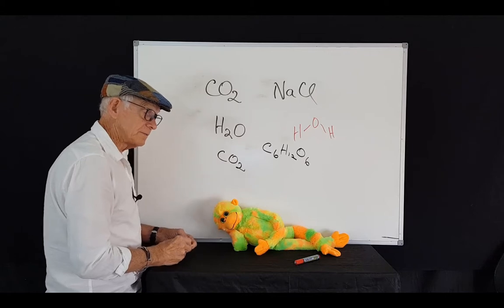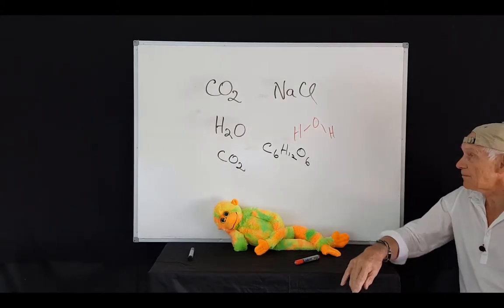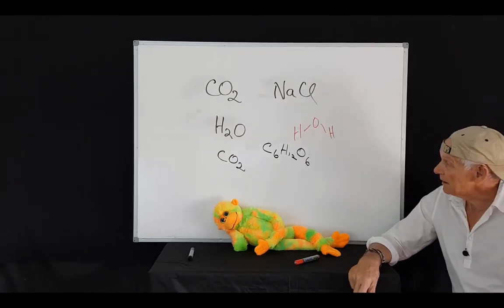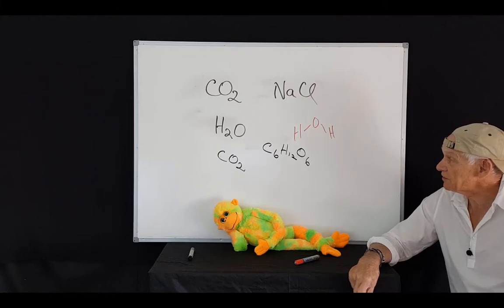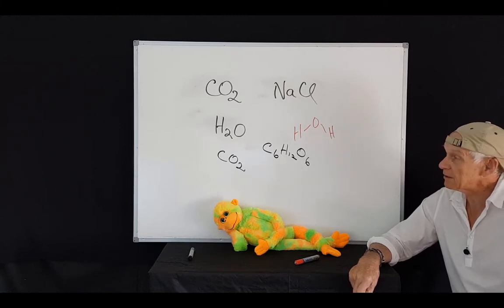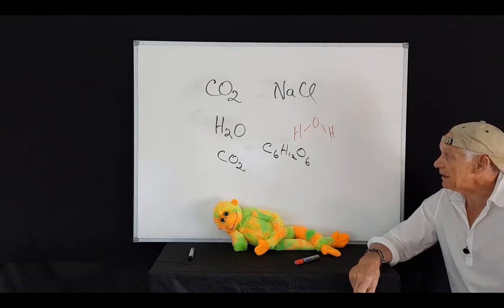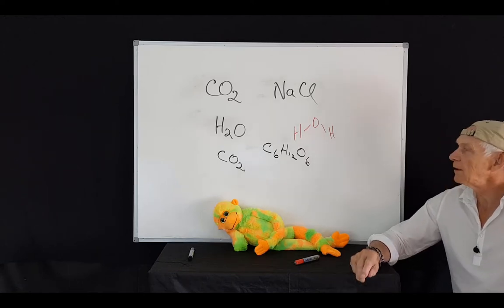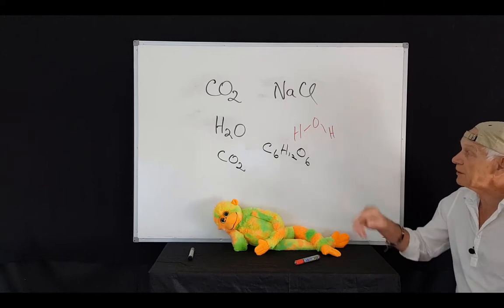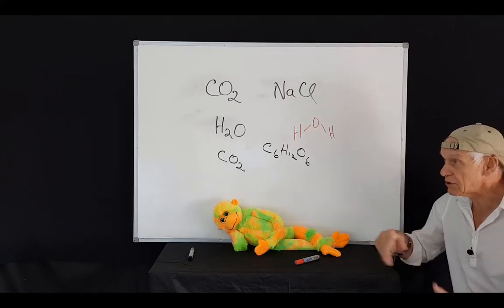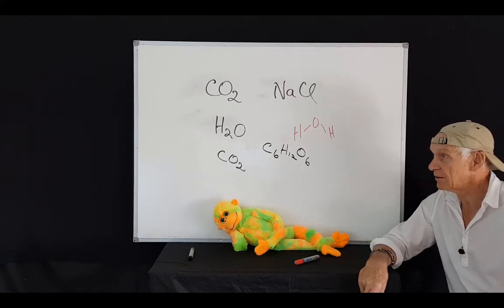C6H12O6. Same deal. Every molecule of glucose has 6 carbon atoms, 12 hydrogen atoms, and 6 oxygen atoms. And it doesn't tell me anything, and I've got no idea which of these 24 atoms are joined to which in a molecule of glucose.